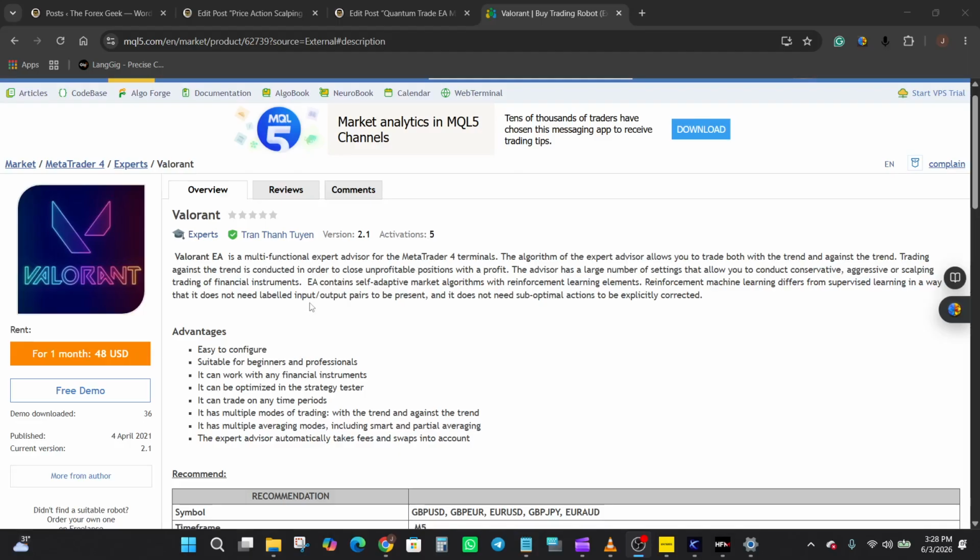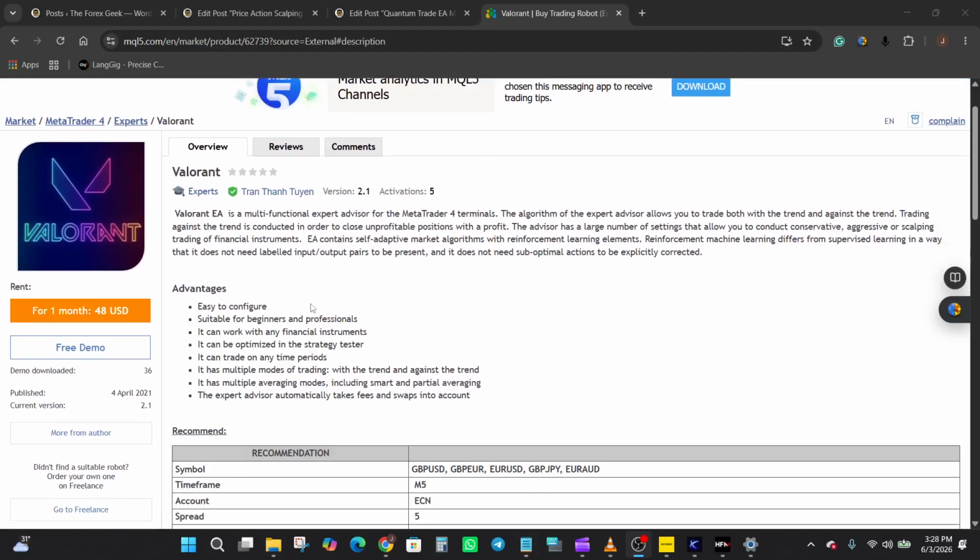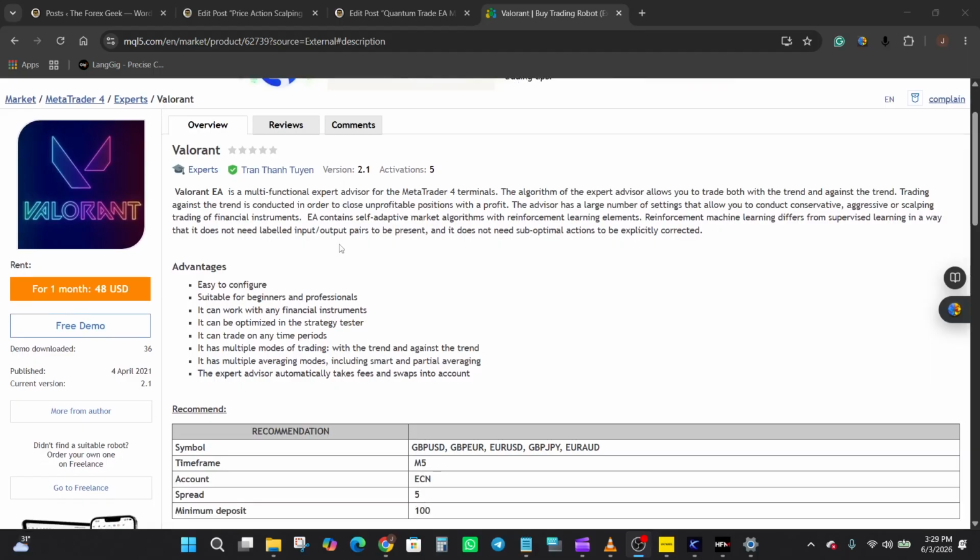From the description here, the EA is presented as a multifunctional trading system for MetaTrader 4. One of the key points mentioned is that it can trade both with and against the trend, and it even uses counter trend logic to help close losing positions in profit, depending on how the system is configured. Okay, so scrolling a bit further, I can see it is designed with a lot of flexibility in mind.